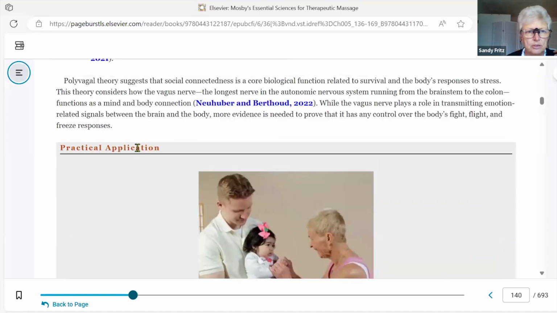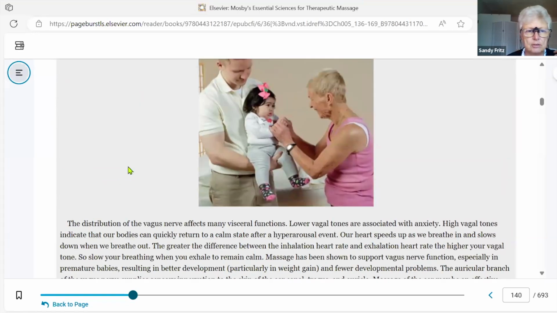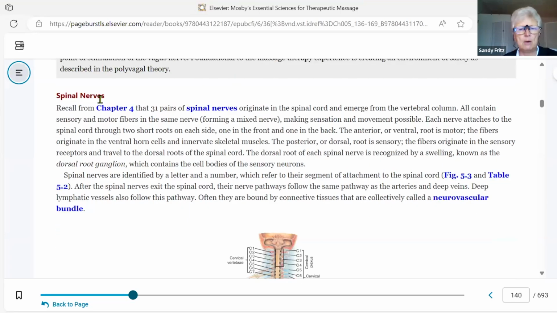Always pay attention to your little practical applications. And now we get into the spinal nerves. These are the ones that exit through the vertebrae. The vertebrae stack one on top of each other, and that protects the spinal cord proper, which is part of the central nervous system. And then the spinal nerves track out through the little holes.